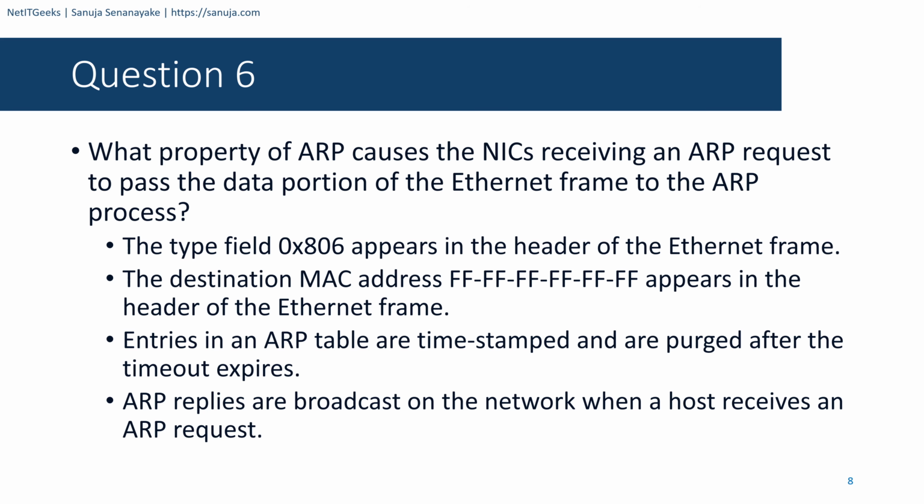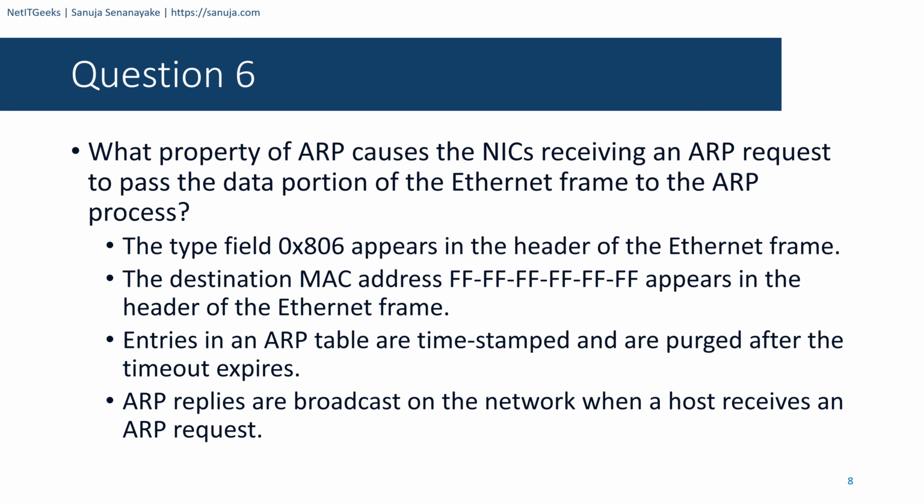It is a protocol, or procedure, in other words, that uses the IP space, the Internet Protocol addressing system, to allow communication between different devices using MAC addresses and a bunch of other stuff, right? So you need to understand at least how the ARP process works to answer this question. What it's asking is what causes the NICs receiving that ARP request to pass that portion of the Ethernet frame to the ARP process.